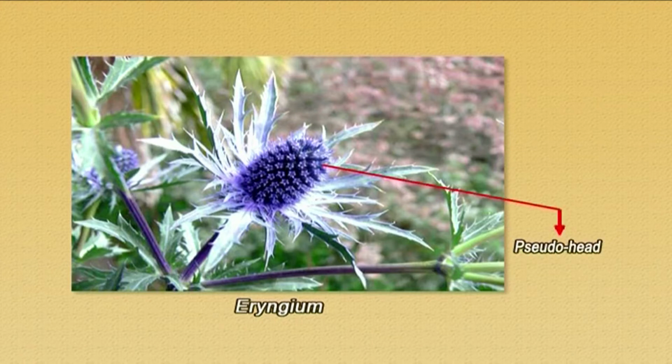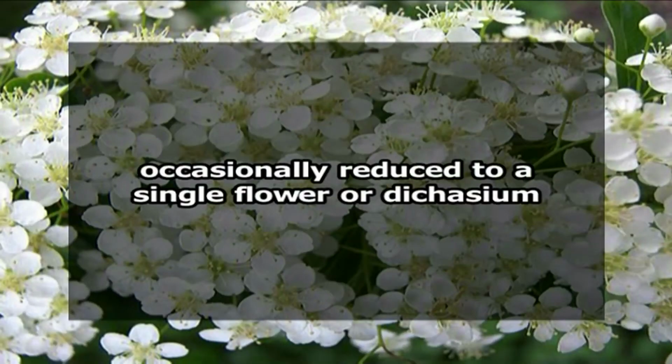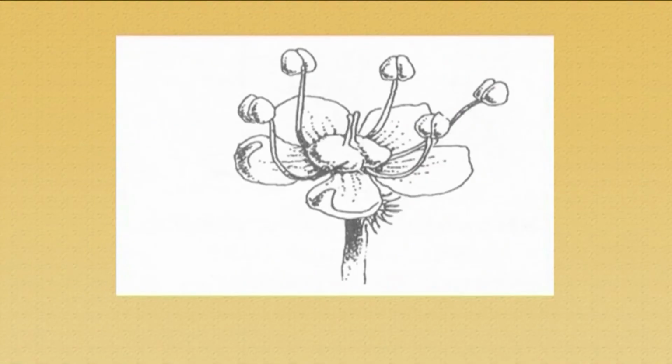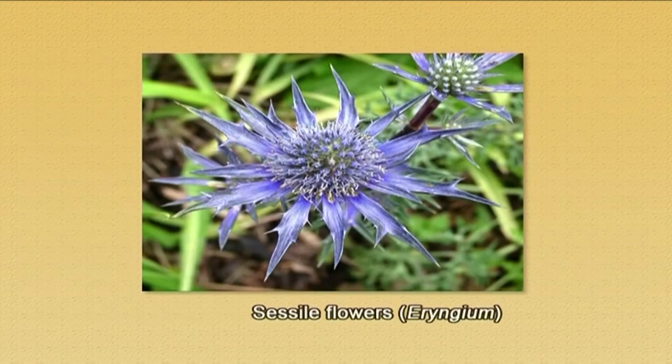The common example is eryngium. And very occasionally, these inflorescences can be reduced to a single flower or a dichasium. Now the individual flower. The flowers in the case of Apiaceae are very small, but they are usually pedicellate. But rarely we see the flowers are also sessile. An example again is the eryngium.